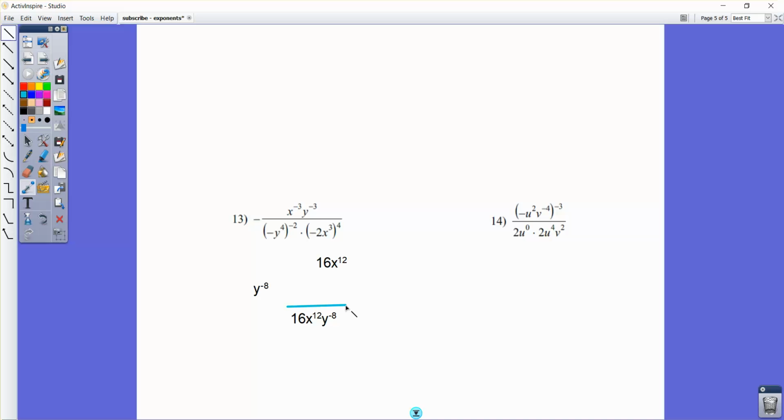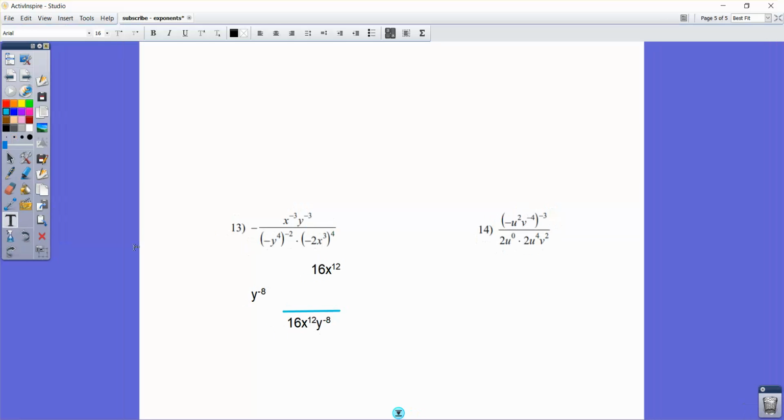Now, let's write that numerator that we have up here. And also don't forget that we have a negative on the outside as well. We have that negative on the outside as well. And then we have this x to the negative 3rd, y to the negative 3rd as well.